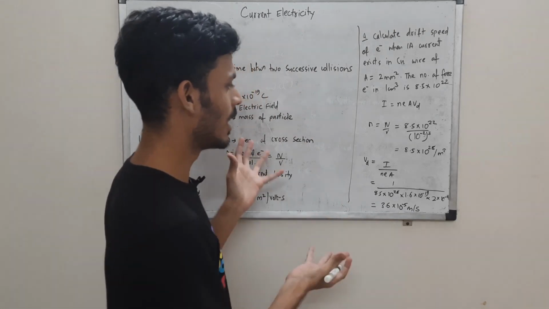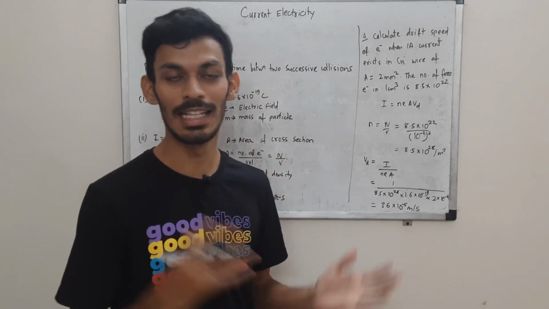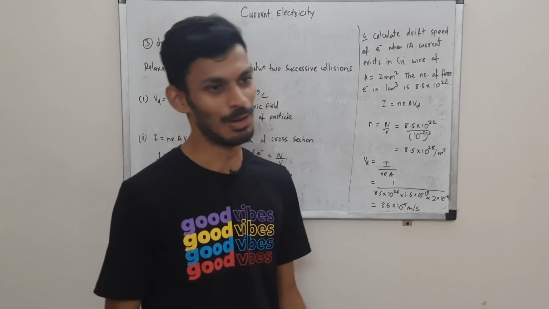Okay, so that's about drift velocity and its relations and affairs. Over to the next section.